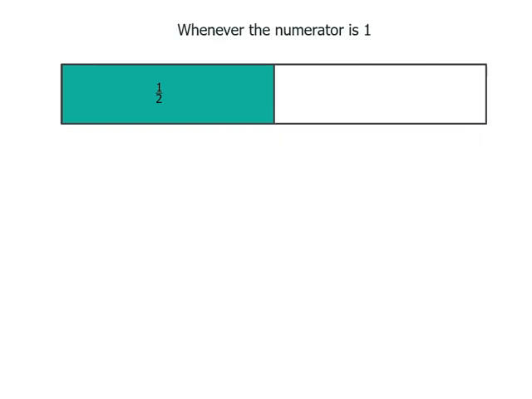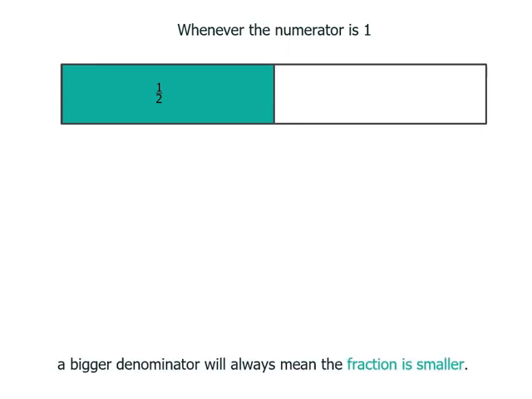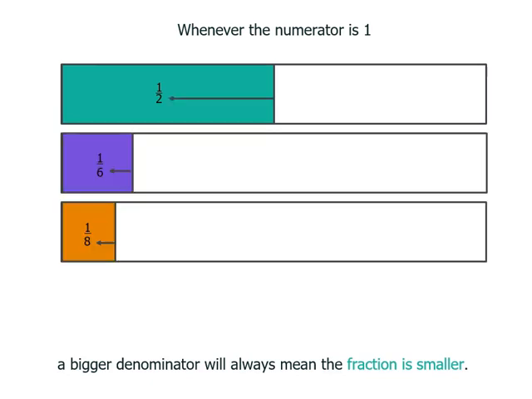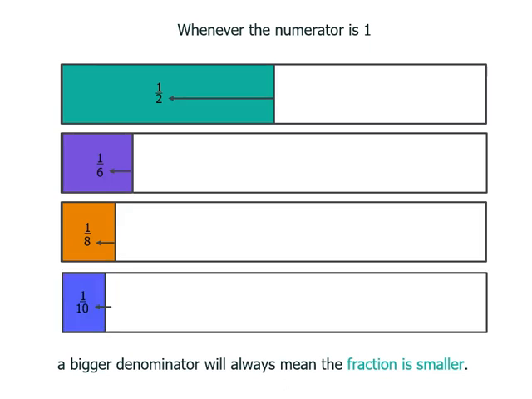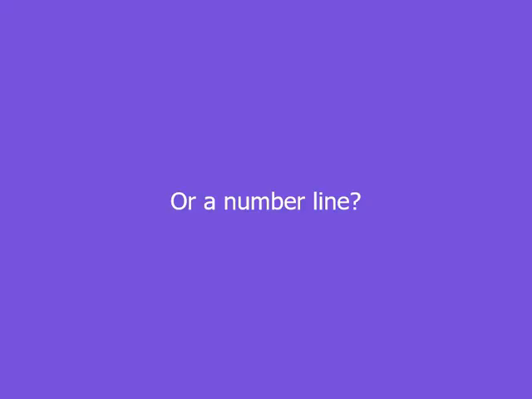Whenever the numerator is one, it means one piece out of however many pieces we need to make altogether. So a bigger denominator is always going to mean the fraction is smaller when we have a one at the top of our fraction. Now a number line's also great.